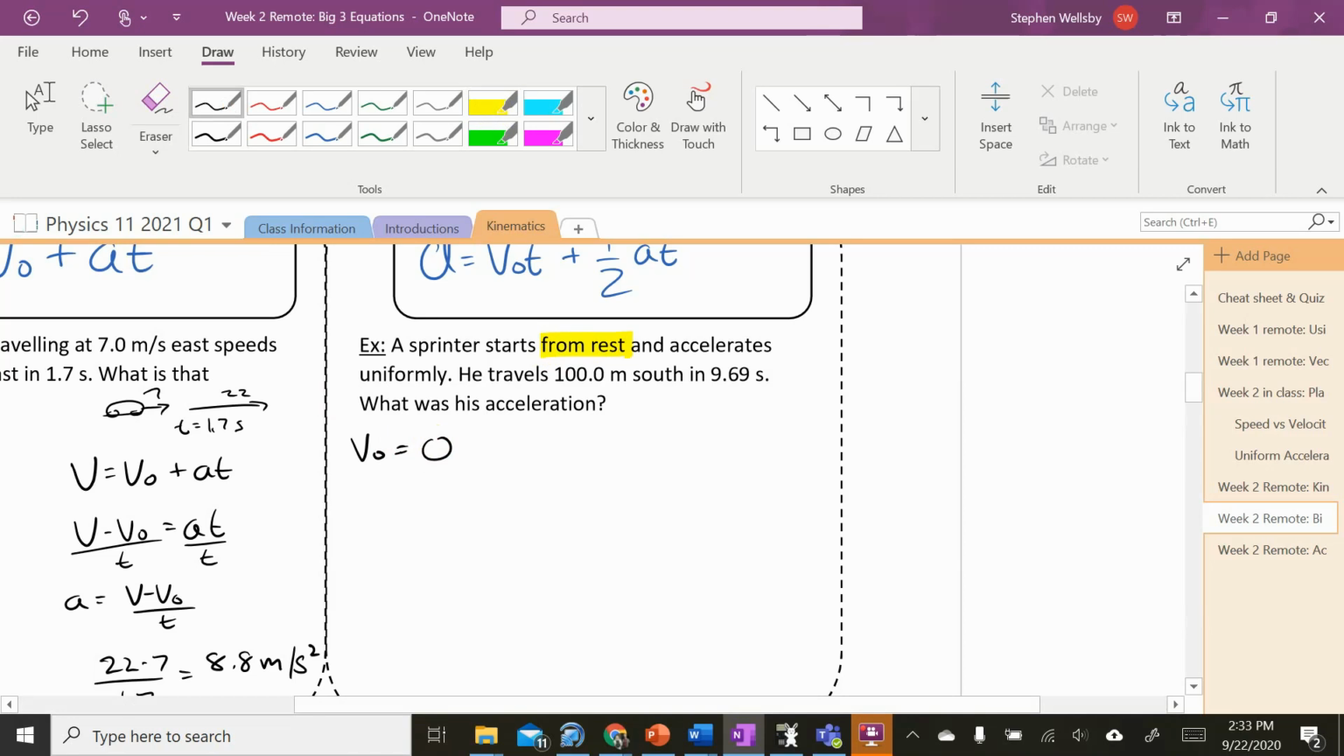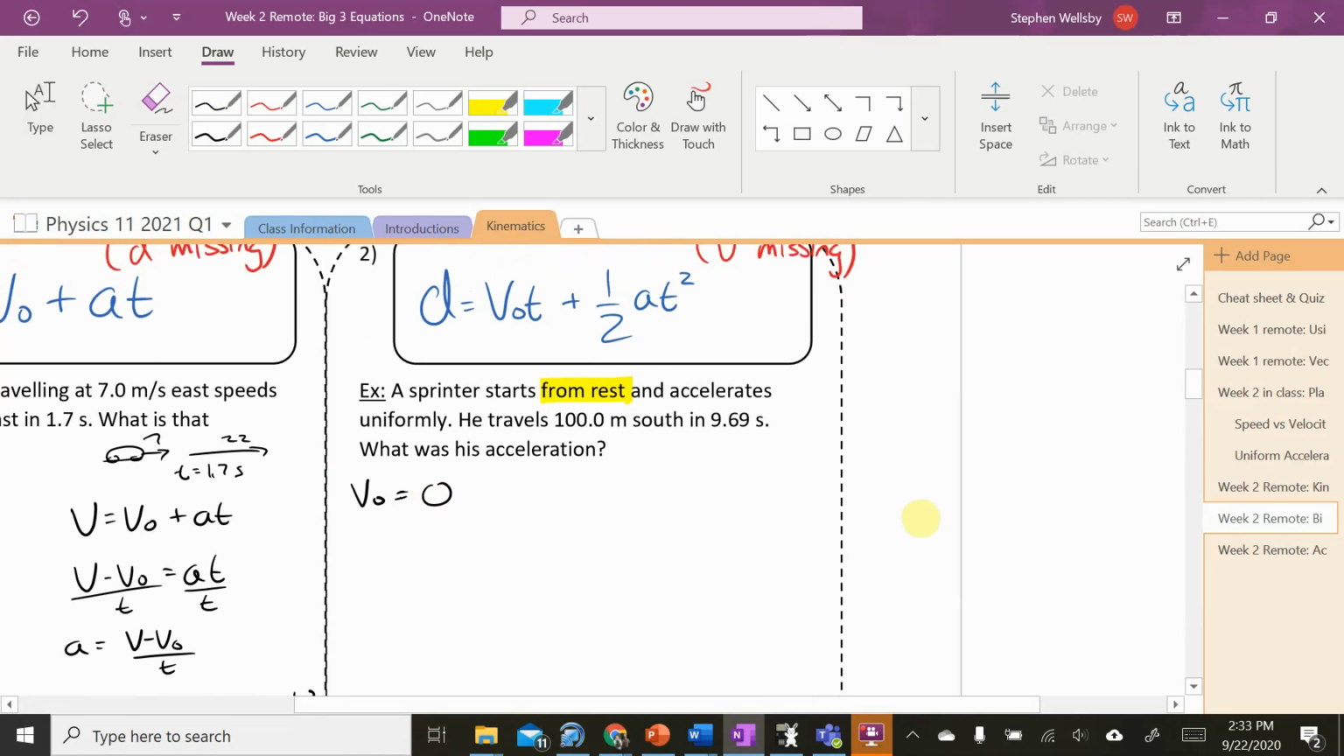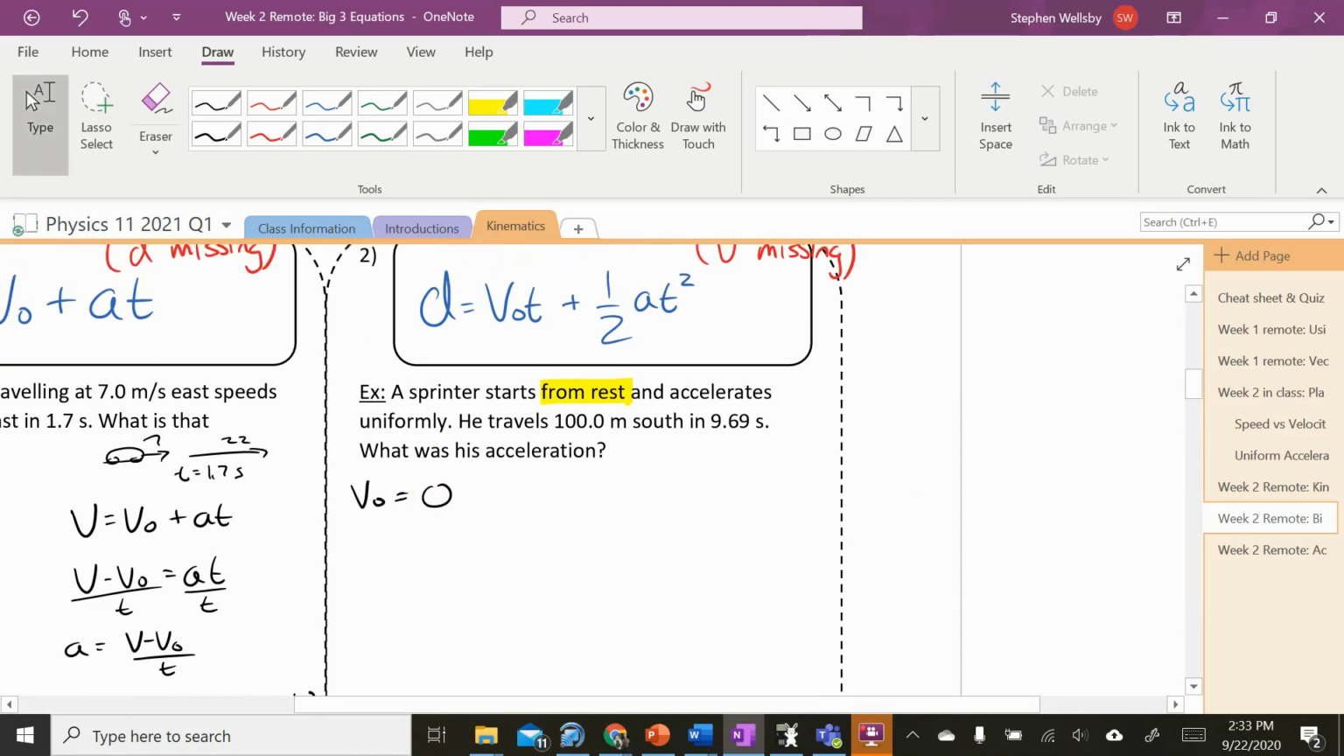And I know that he's going to be accelerating, or she, don't know. Oh no, he is traveling 100 meters south. So my distance is going to be 100 meters. I'm not too worried about the south for negative in this case. That's totally fine. And T is going to be 9.69 seconds. And we're trying to find out what the A is in this case. Well, how are we going to solve this? We're going to use this formula up above. We don't know the final speed, but actually we don't really need the final speed.